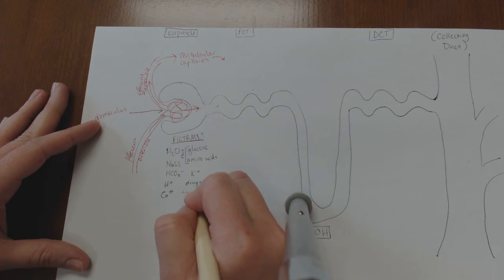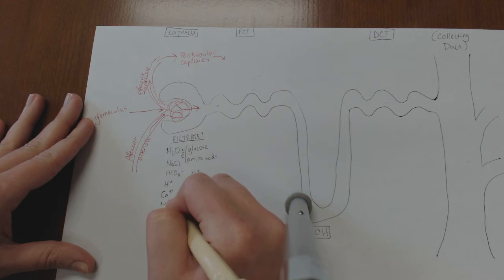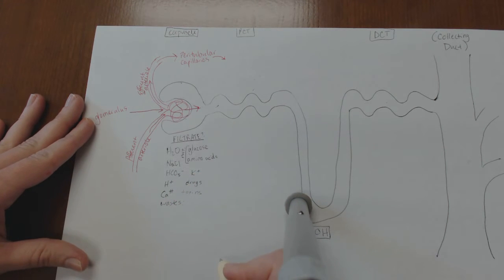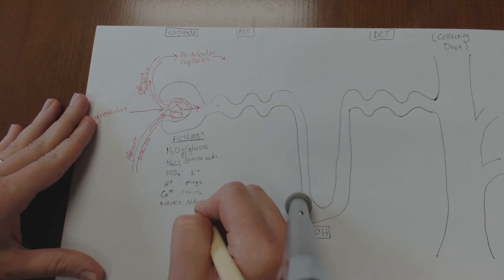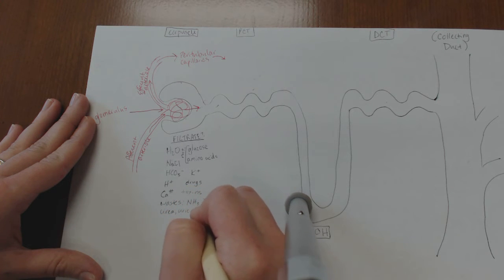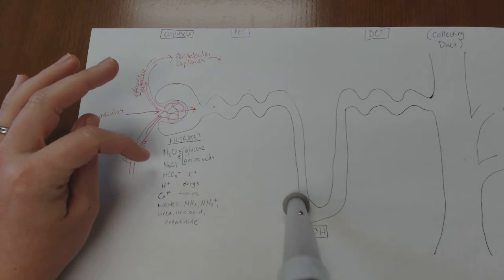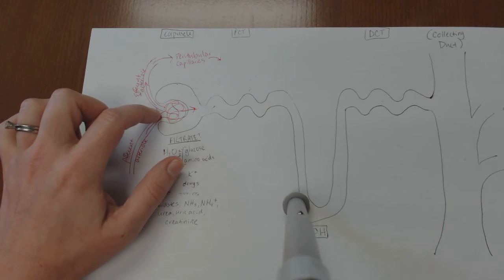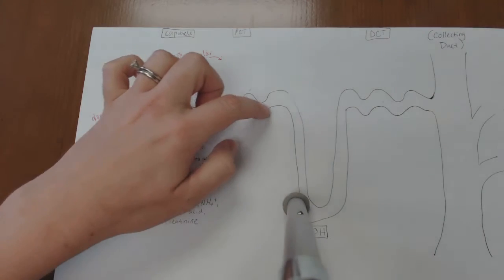We might have some toxins, just random toxins that we create, or if we want to be really specific, we could name some wastes. What kind of wastes have we talked about? Nitrogenous wastes, for example, would be ammonia, ammonium, urea, uric acid, and creatinine would be another waste that we get from muscle metabolism. So all these things are small enough to get pushed through the capillary wall of the glomerulus into this tube. All of this is going to be passing through.